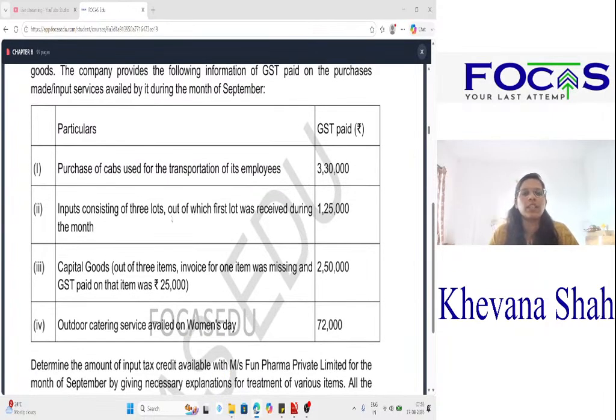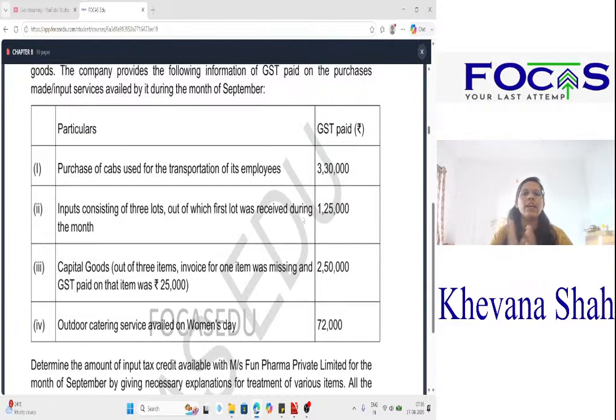Then you have inputs consisting of three lots. So see, whenever you have any goods which you are receiving in installments or in lots, in that case ITC will only be allowed when you are receiving the last lot of that particular installments. So here what they have given to us is that out of which the first lot was received. So now since you have received only the first lot, this entire amount of GST paid will not be allowable as ITC to be claimed.